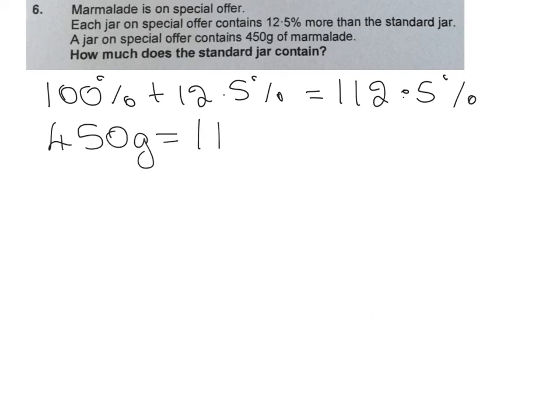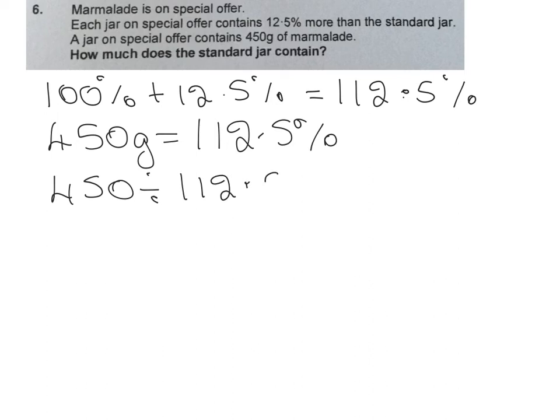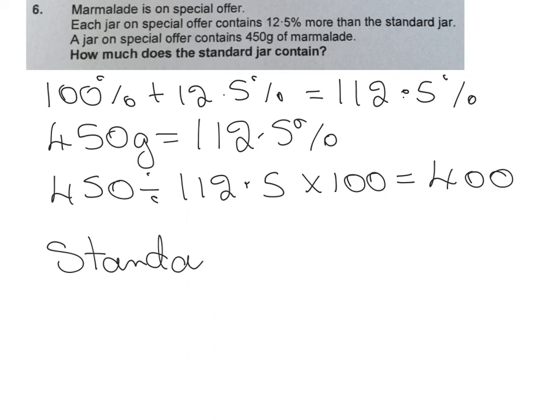So the 450 grams is equal to 112.5% of the original. So we want to get back to the original amount. So we take 450 and we divide it by 112.5. That's going to take us back to 1%. And then we multiply by 100 to take us back to 100%, which is 400. So our standard jar is equal to 400 grams.